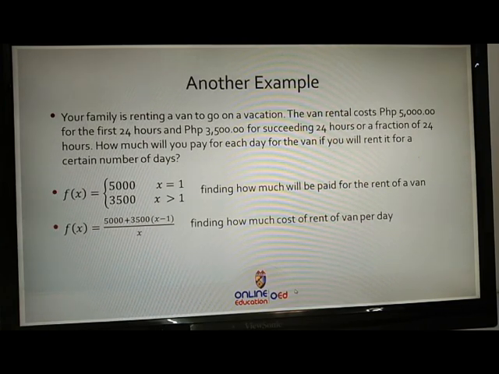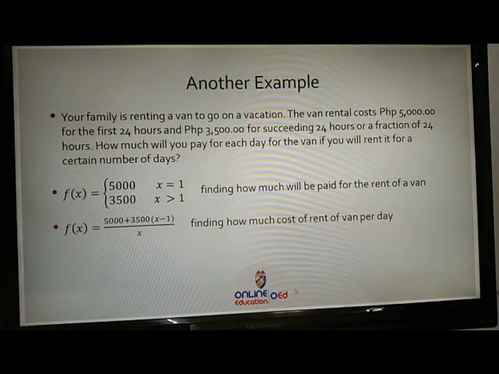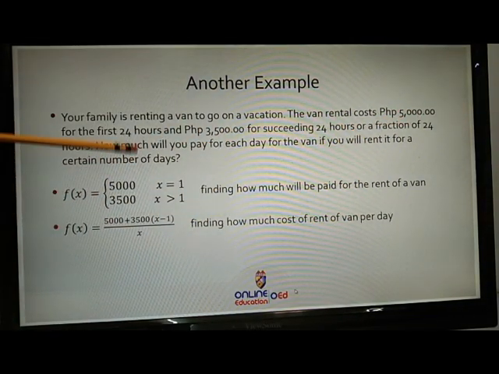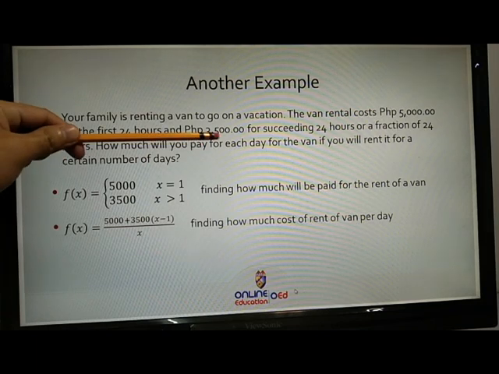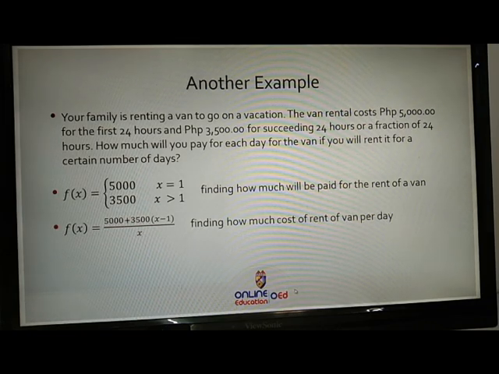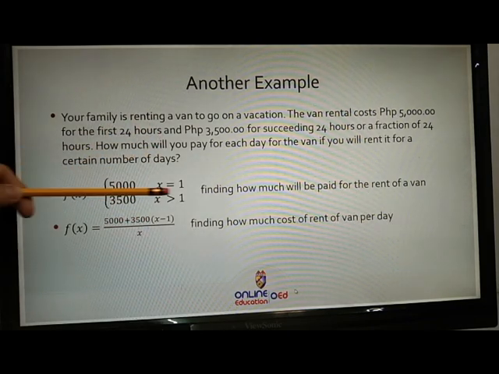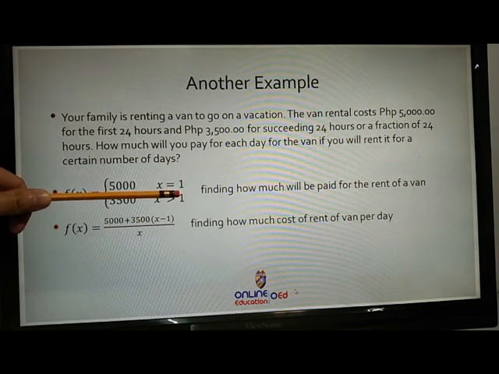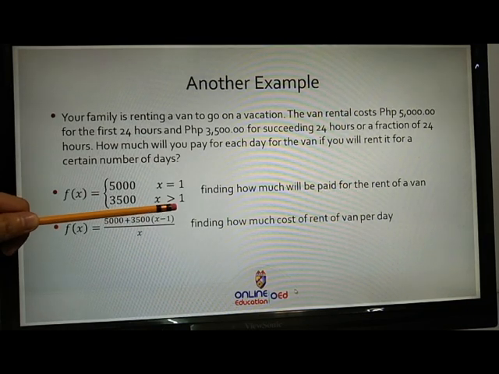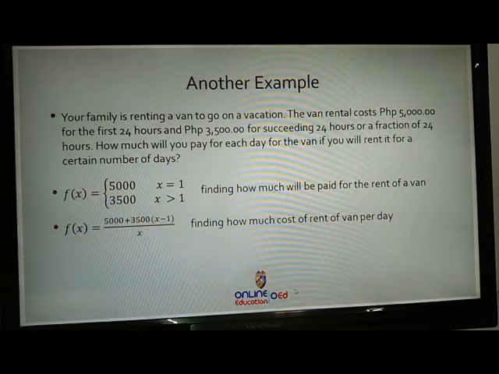So another example, your family is renting a van to go on a vacation. The van rental cost is 5,000 pesos for the first 24 hours, and 3,500 pesos for succeeding 24 hours, or a fraction of 24 hours. How much will you pay for each day for the van if you rent for a certain number of days? The function will be f of x is equal to 5,000 for the first day or first 24 hours, so that is x is equal to 1, and 3,500 for every x that is greater than 1. So that's how you find how much will be paid for the rent of the van.